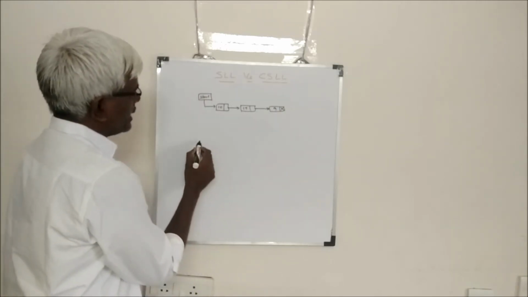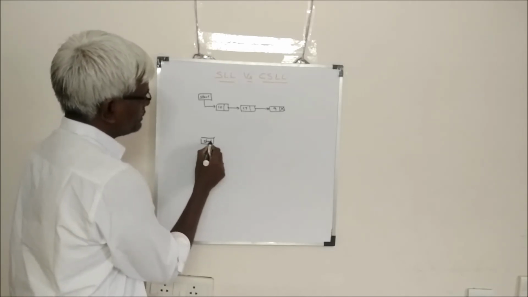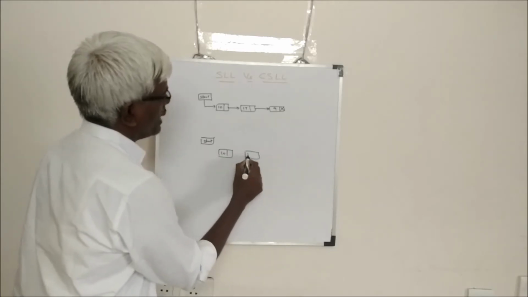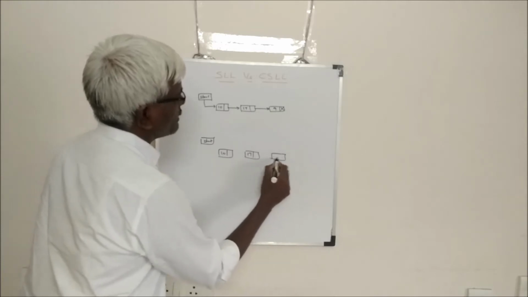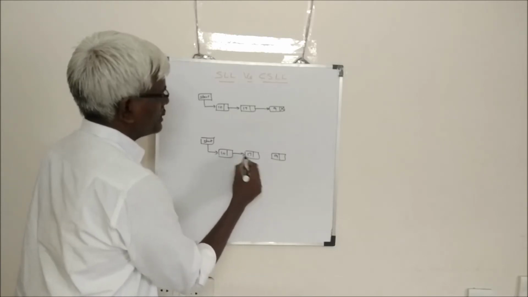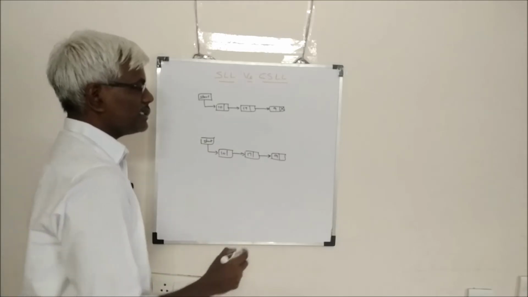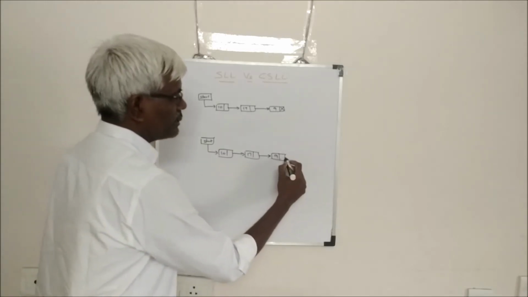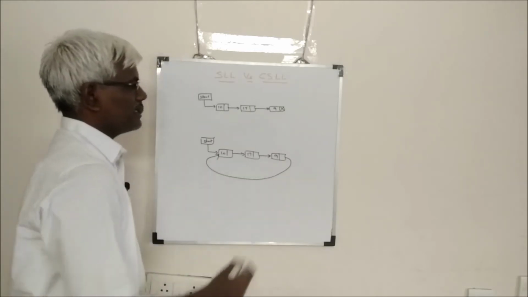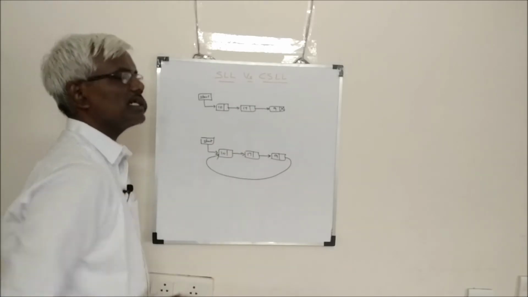So now I just draw the diagram for the circularly singly linked list. Same start pointer, first node with value 10, second node with value 70, third node with value 9. Start points to the first node, which points to the second, which points to the third. Now in a circularly linked list, the last node of the list points to the first node of the list.